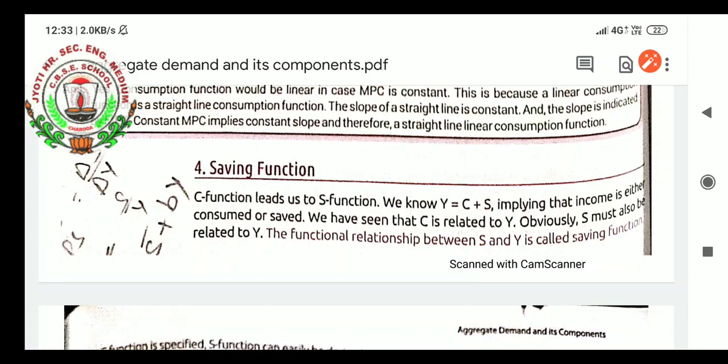Today we are going to learn the saving function, which is a very important function. As with the consumption function we have learned, there is a saving function which helps us learn how people divide their income between consumption and saving so that their future will be secure. When we see the saving function, students, the C function leads us to the S function. C and S are parts of Y, income: only a part of the income is consumed, and a part of the income is saved.